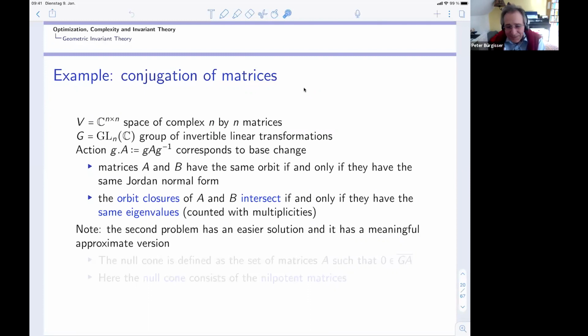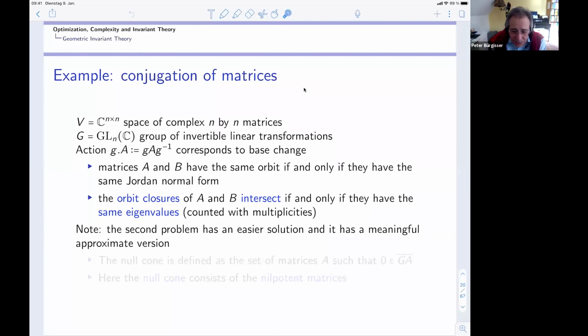You see, in a way the second problem has an easier solution, and it is very meaningful. This is the type of question that I want to investigate, but in larger generality than just for one matrix. So let's see, what is this null cone?